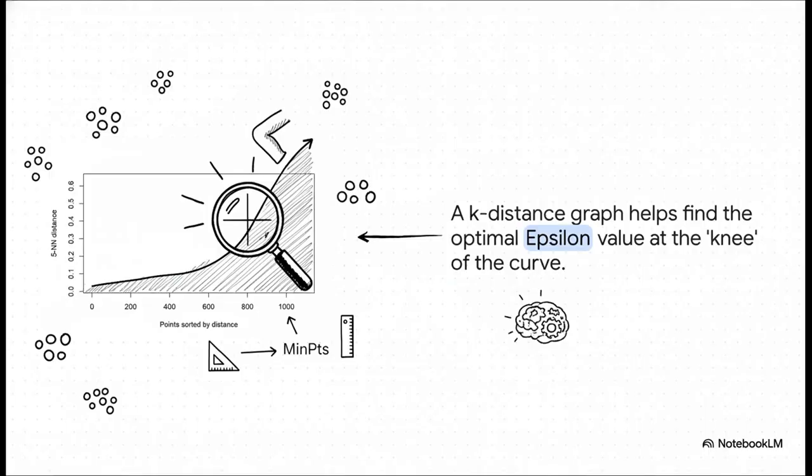So how do you pick the right value? Well, data scientists have a pretty clever trick for this. They create something called a k-distance graph. What they do is calculate the distance of every single point to its kth nearest neighbor, where k is your minPts value, and then they plot those distances in increasing order. The ideal epsilon value is often found right at the knee or the elbow of this curve, that exact point where the distance suddenly starts shooting up.